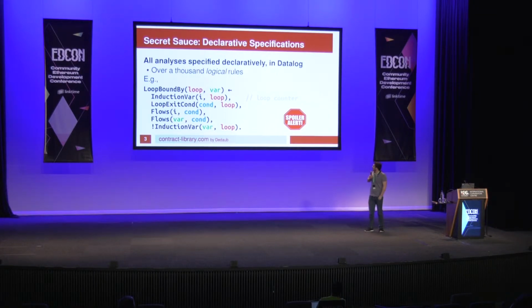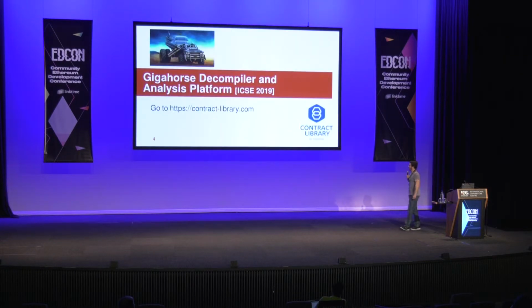So the first line says that if we have an induction variable I, which is actually a loop counter, and there's an exit condition cond, and I flows to that exit condition together with some other variable, which is not an induction variable, then we can conclude with some measure of success that the loop is bound in terms of its number of iterations by that variable var. Okay? We have over 1,000 of these rules running in Contract Library.